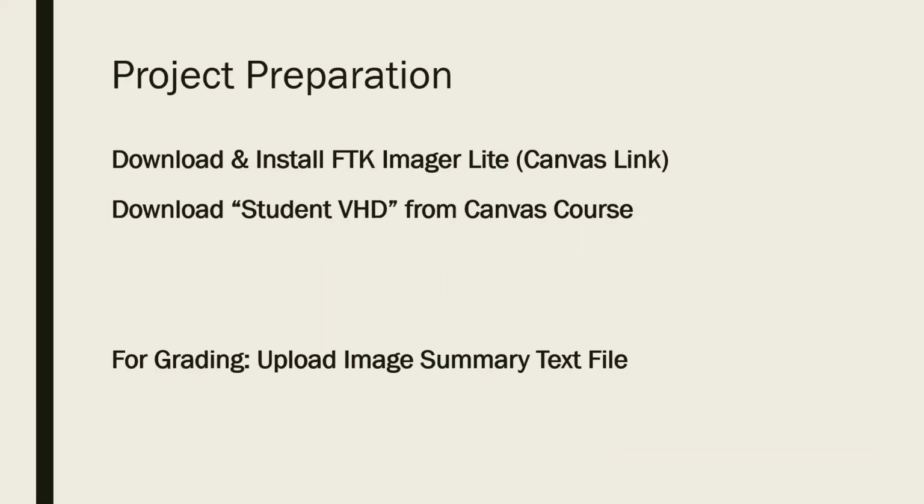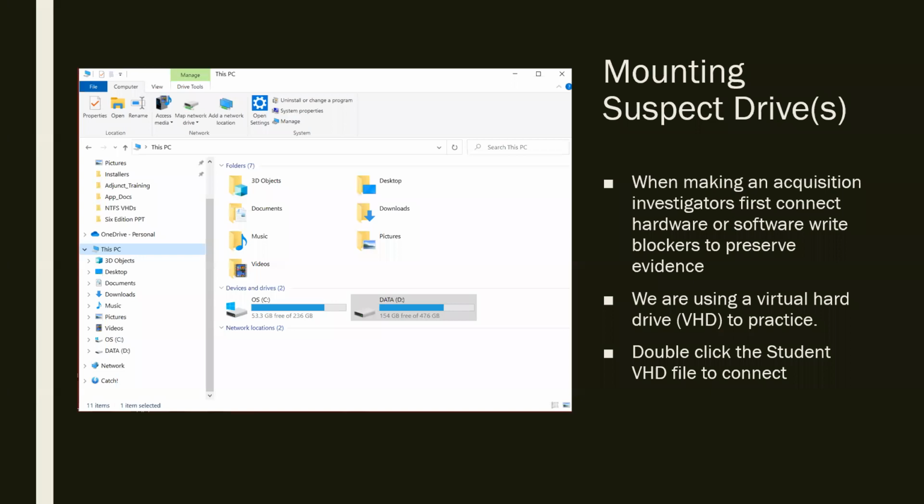In order to get ready for the project, you need to download and install FTK Imager Lite. Use the link in Canvas to an older version, and it will work across multiple operating systems. Then make sure you download the 2443 student VHD virtual hard drive file from our Canvas course. There's a data files link there. At the end of this project, you're going to upload your image summary text file that will be created for grading.